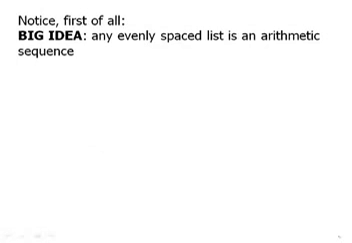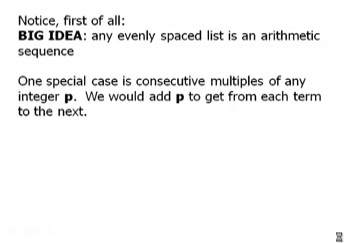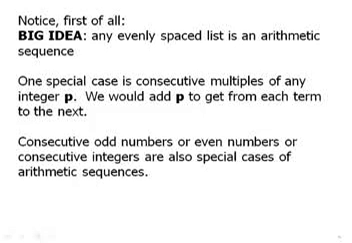Notice first of all, a really big idea. Any evenly spaced list is an arithmetic sequence. So this is powerful. One special case is consecutive multiples of an integer p. We would add p to get from each term to the next. Consecutive odd numbers, consecutive even numbers, or consecutive integers are also special cases of arithmetic sequences.